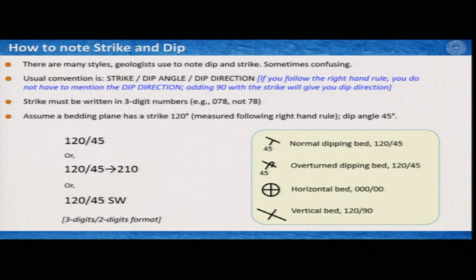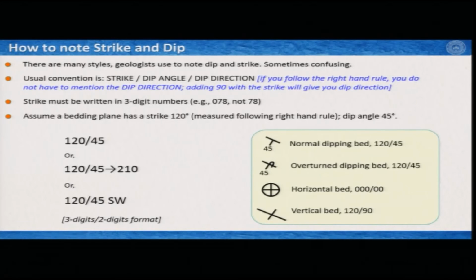Now, how to note it? In the example I have given here, you have a plane with a strike of 120 degrees that you measured following the right hand rule, and the dip angle is 45 degrees. That means the strike line is 120 degrees and the plane is dipping 45 degrees. So there are three ways you can note it. The first one is just 120/45. This is if you use your right hand rule.